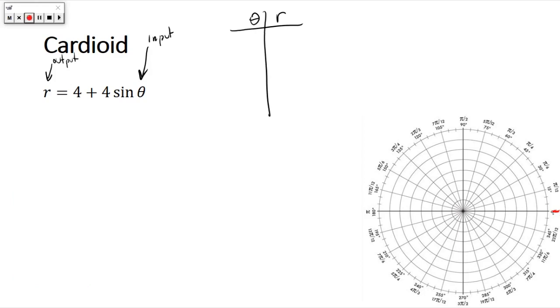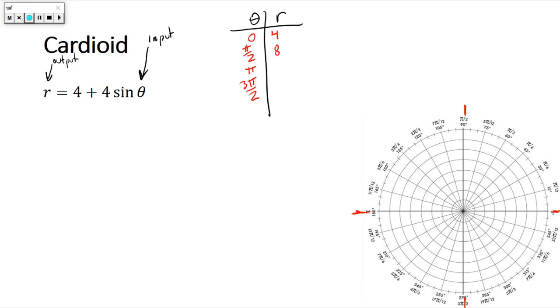So theta being an angle, we're going to specifically evaluate for the 4 cardinal angles, which are 0, pi over 2, pi, and 3 pi over 2. Again, 0, pi over 2, pi, 3 pi over 2. And if we plug these values into 4 plus 4 sine theta, the sine of 0 is 0. So 4 times 0 is 0. 4 plus 0 is just 4. If you plug pi over 2 in, you will get that the sine of pi over 2 is 1. It'll be 4 plus 4, which is 8.